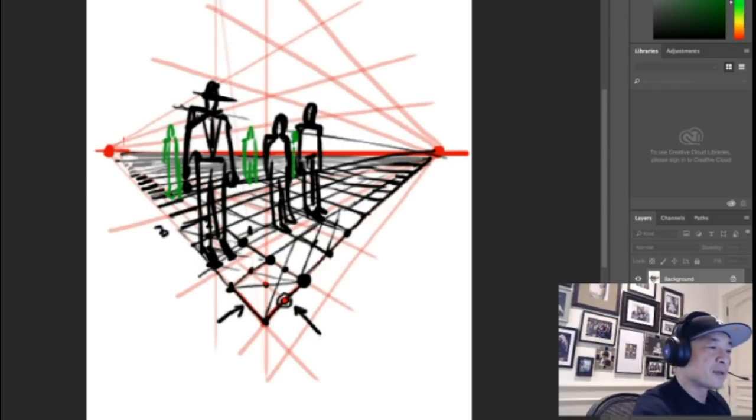So if there's someone in the extreme foreground, you have to imagine their feet down here. Their head would probably be up here.